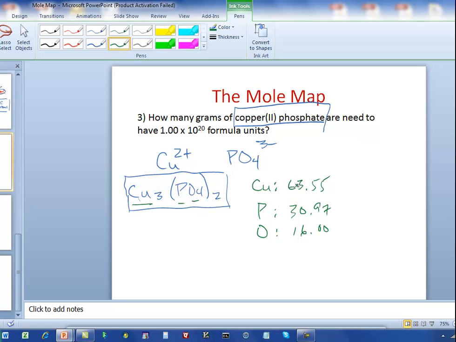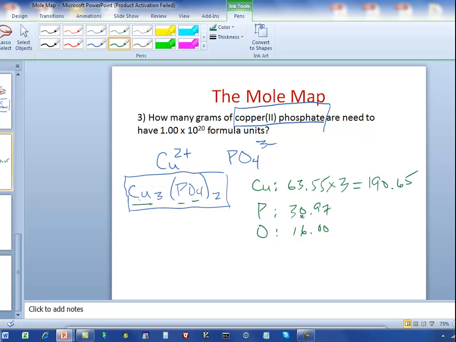Okay, so now we've written down the atomic weights of the 3 elements that we're dealing with, and then the next thing we've got to do is carefully look at the number of each of those atoms in a formula unit of the compound. So there's 3 coppers, so we're going to have to take the atomic weight of copper and multiply it by 3. And when we do that, we should get 190.65.